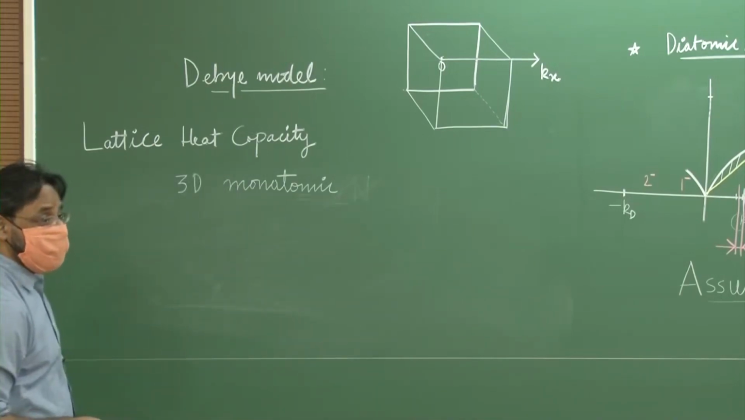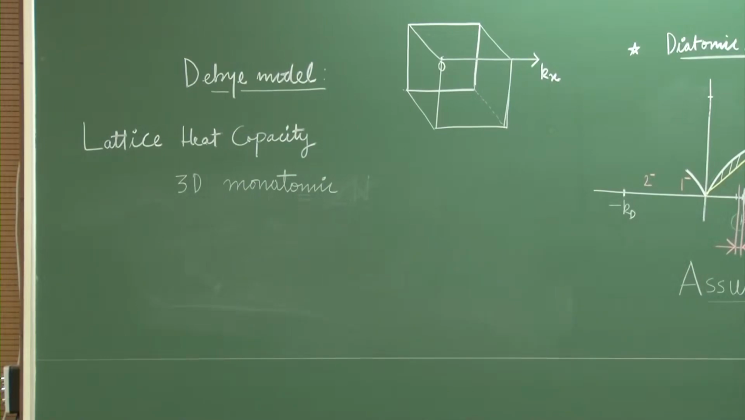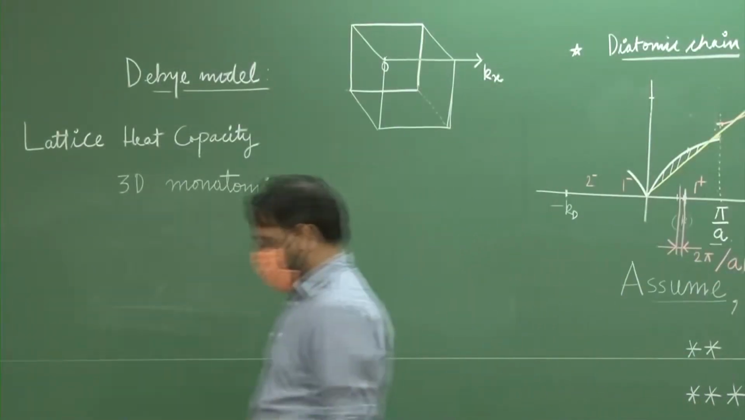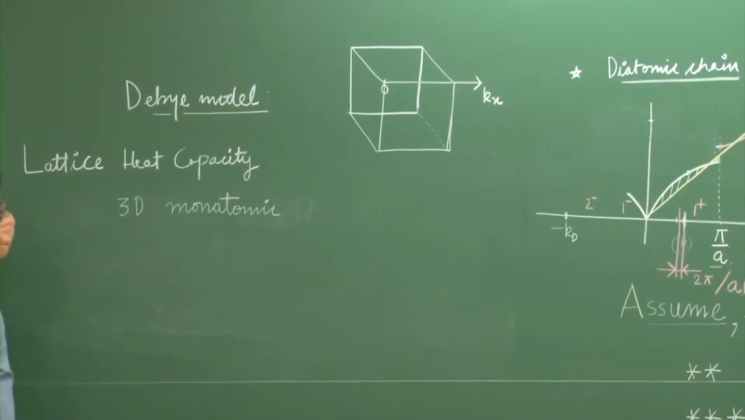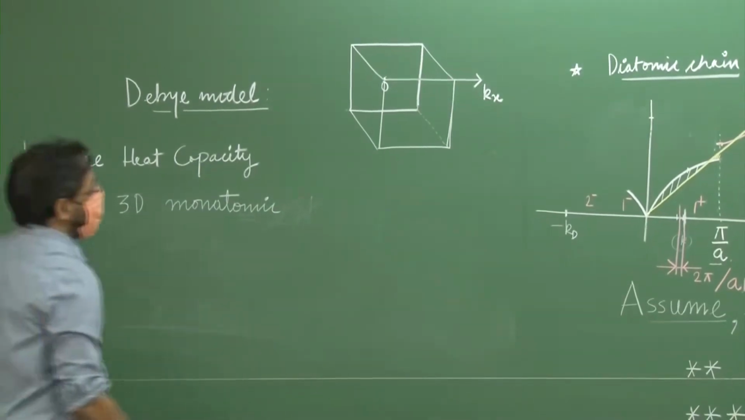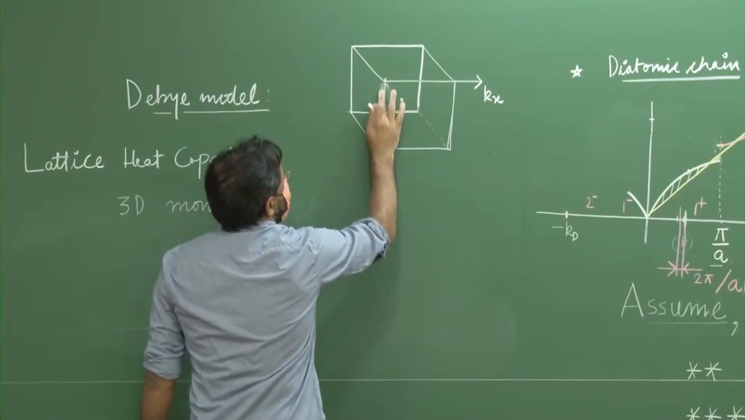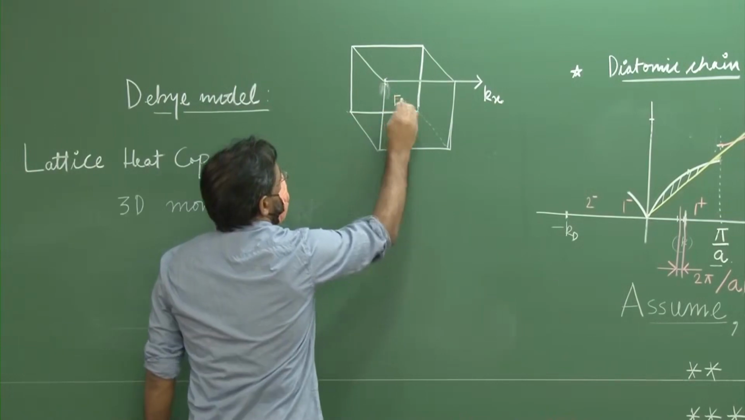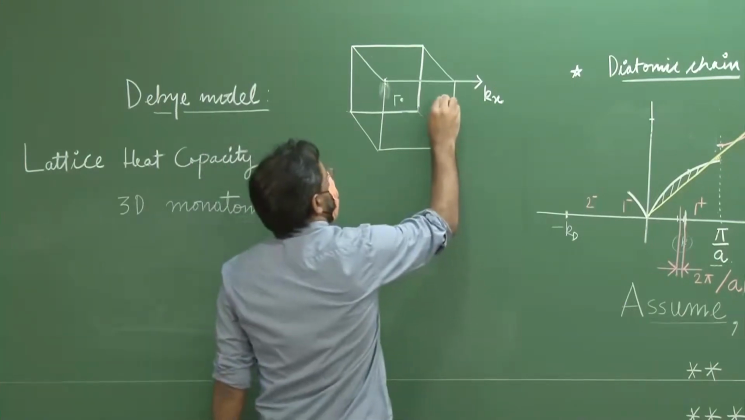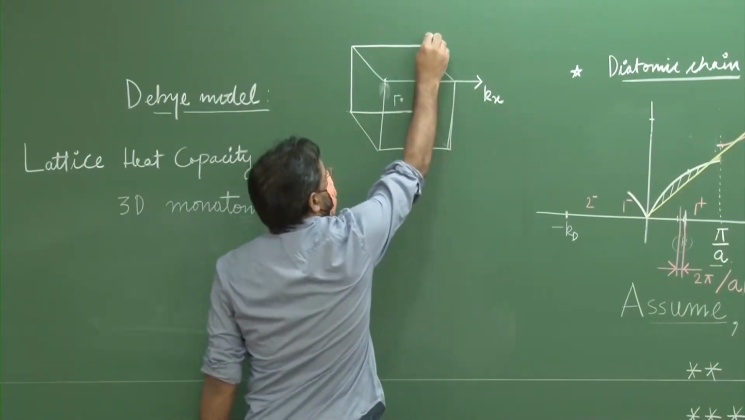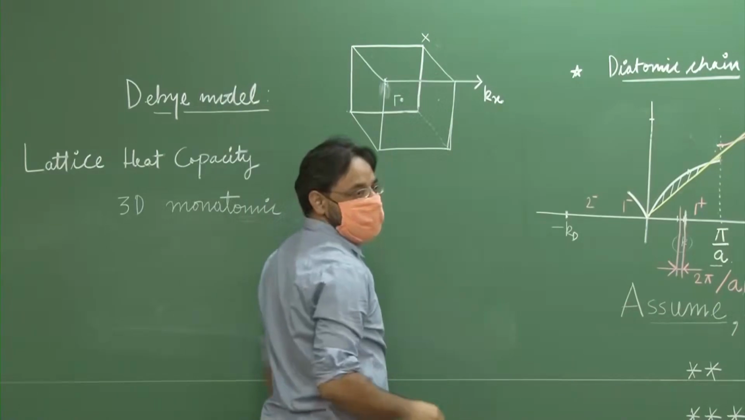You know how the actual dispersion looks? Let's try to draw it for the 3D monoatomic case. Of course, it will depend on the direction as well. The dispersion will depend on where you are traveling. This is the center of the Brillouin zone, the gamma point. You can go from the gamma point to the face center, which is the M point, or from the gamma point to the X point, which is the corner here, or you can pick some arbitrary direction, right?